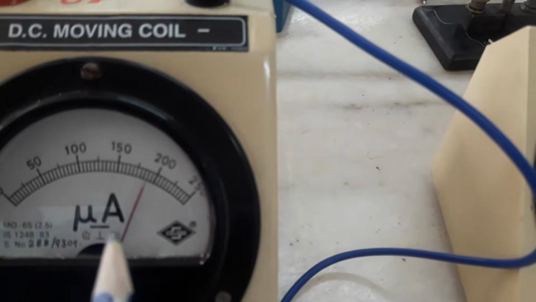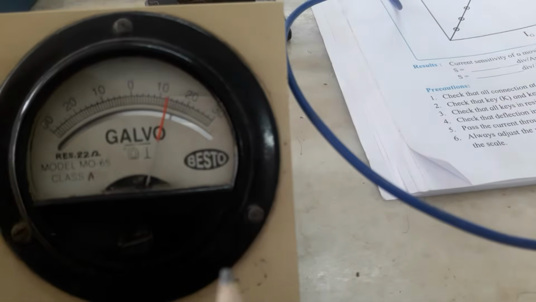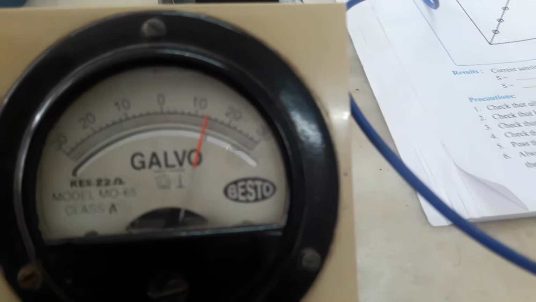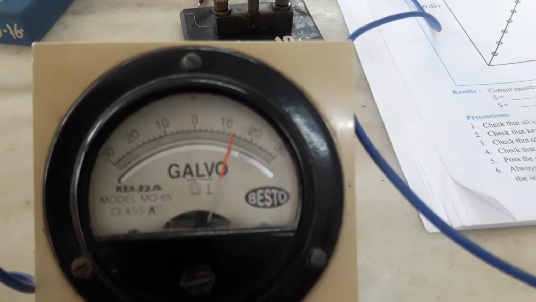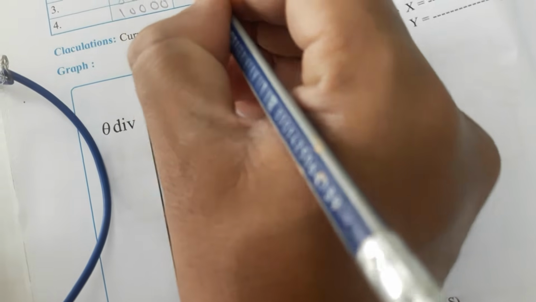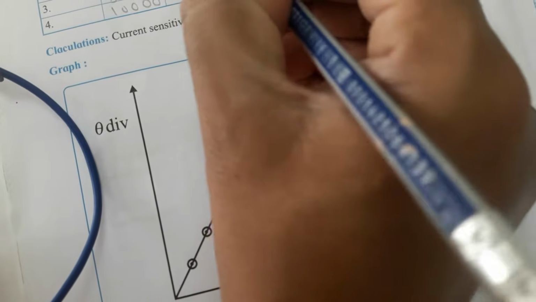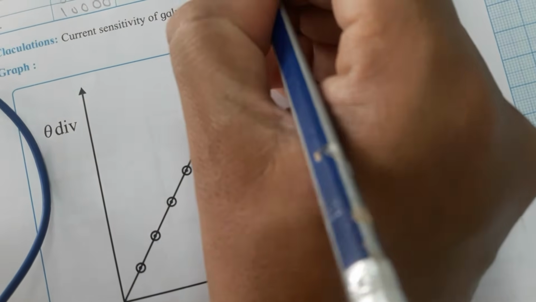Current is around 180 and this is around 13. So we can say for 8000, current is 180 microampere, converted to ampere by 10 raised to minus 6, and deflection is 13.